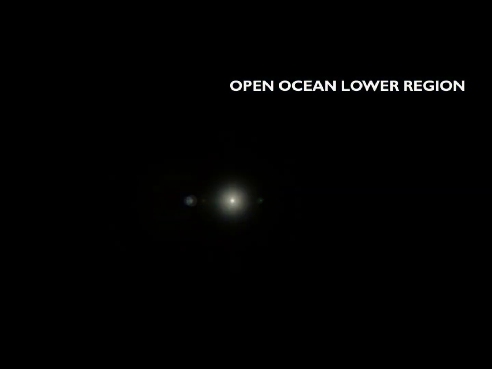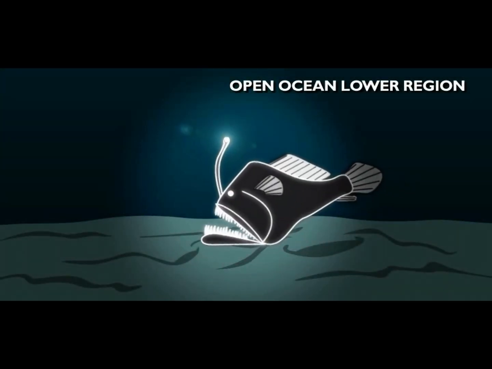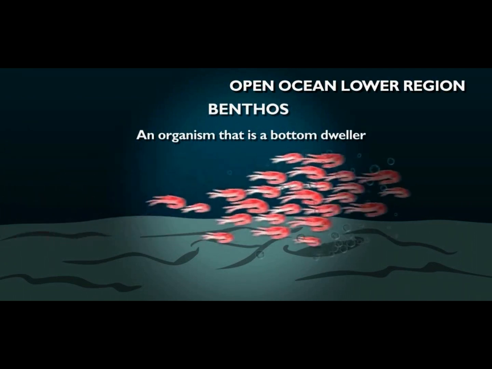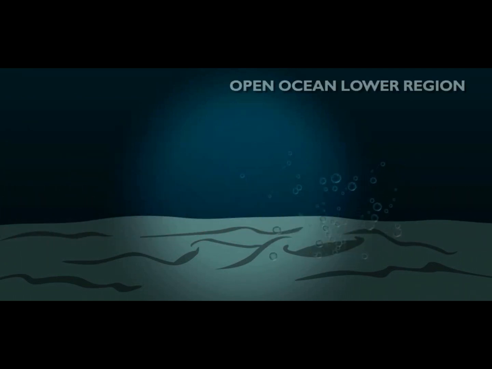Right. The open ocean lower region is the darkest, coldest zone. Down here in the dark, there are even fish that light up. This is where the benthos live. Benthos are bottom dwellers. Eels and shrimp are benthos.